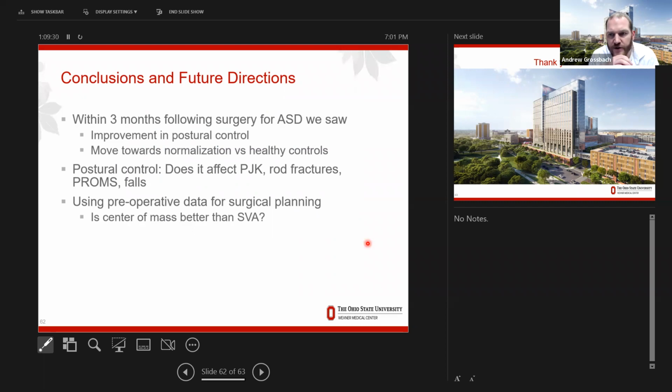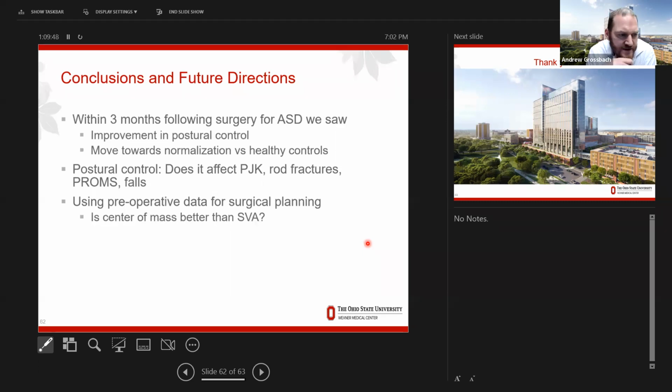And when we get further down the road, we want to look at, does postural control affect proximal junctional kyphosis, rod fractures? Does this correlate with their outcome measures? Falls, if their postural control is bad, are they going to be at risk for falls and stuff like that?